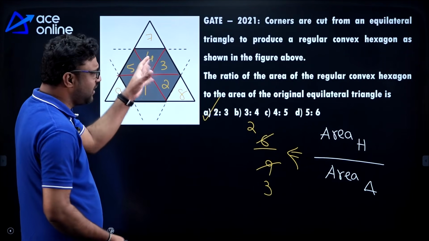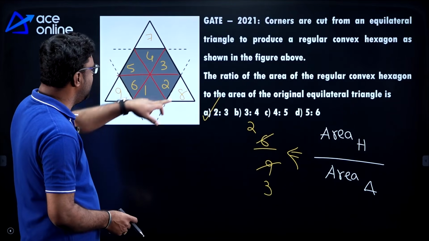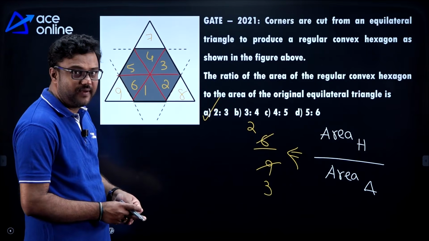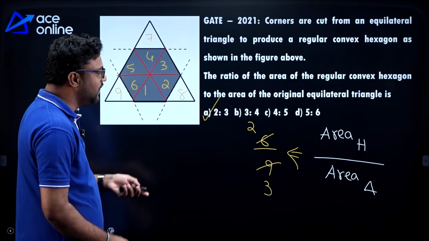The area of that entire figure, no formulas are required. Basically we have 9 triangles in the bigger one. The hexagon has 6 triangles, 6 out of 9. All are of the same size, equal size.